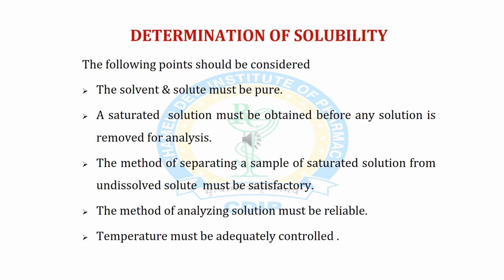Determination of solubility. The following points should be considered before determining the solubility of any substance in a solvent. The solvent and the solute must be in their pure form. A saturated solution must be obtained before any solution is removed for analysis. The method of separating a sample of saturated solution from undissolved solute must be satisfactory. The method of analyzing the solution must be reliable, and the temperature must be adequately controlled because temperature affects the solubility. It means if a drug has some solubility at cold temperature, then the solubility at hot temperature will be different.